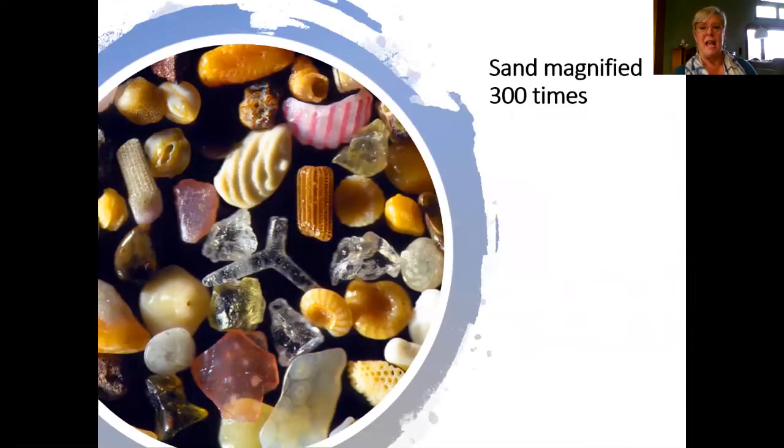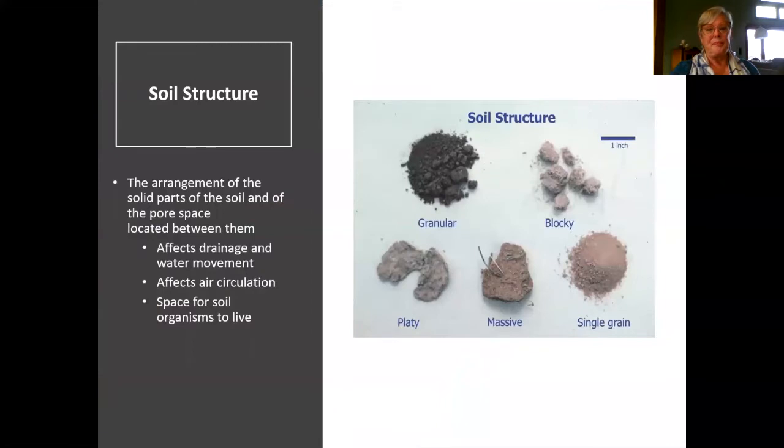So this is just an example of what sand itself looks like under a microscope. And it's a whole array of not only minerals, but in this case, other kinds of particles, remnants of sea organisms and shells, etc. So your soil type influences the soil structure and the pore space, how large or small that is in between them.